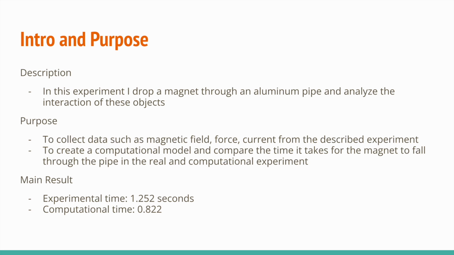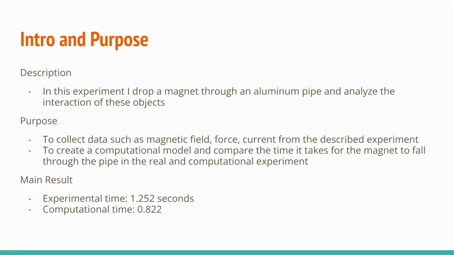The experiment in particular is to show that the magnetic force from the aluminum pipe slows down the gravitational force acting on the magnet. The purpose of this lab is to collect data such as the magnetic field, force, and current from the described interaction, and to create a computational model and compare the time it takes for the magnet to fall through the pipe in the real and computational experiment.